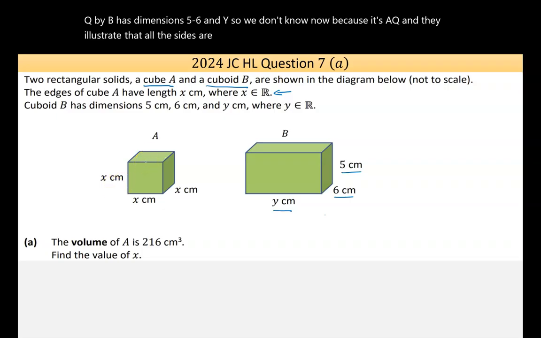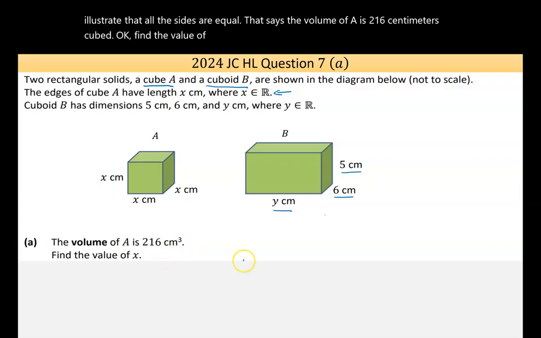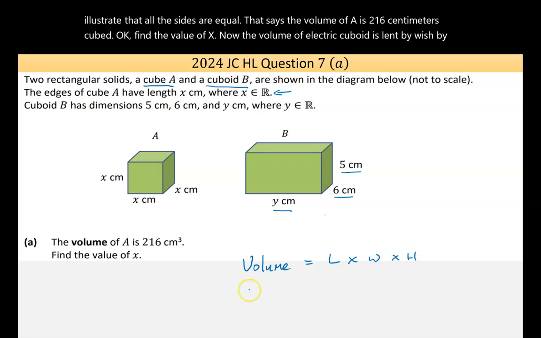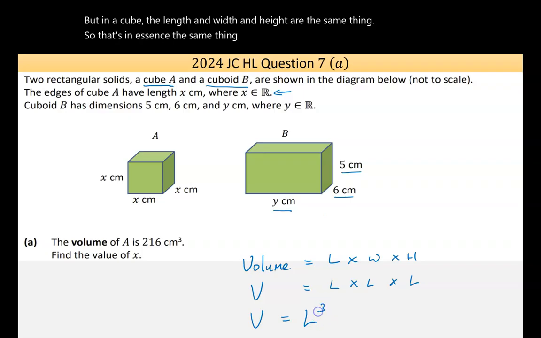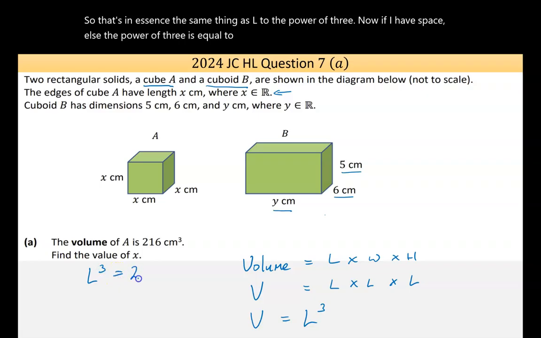Now, it says the volume of A is 216 centimeters cubed. Find the value of x. Now, the volume of a cuboid is length by width by height. But in a cube, the length, width and height are the same thing. So that's in essence the same as L to the power of 3. Now, if I have space, L to the power of 3 is equal to the volume, which is equal to 216. So you can make that link.